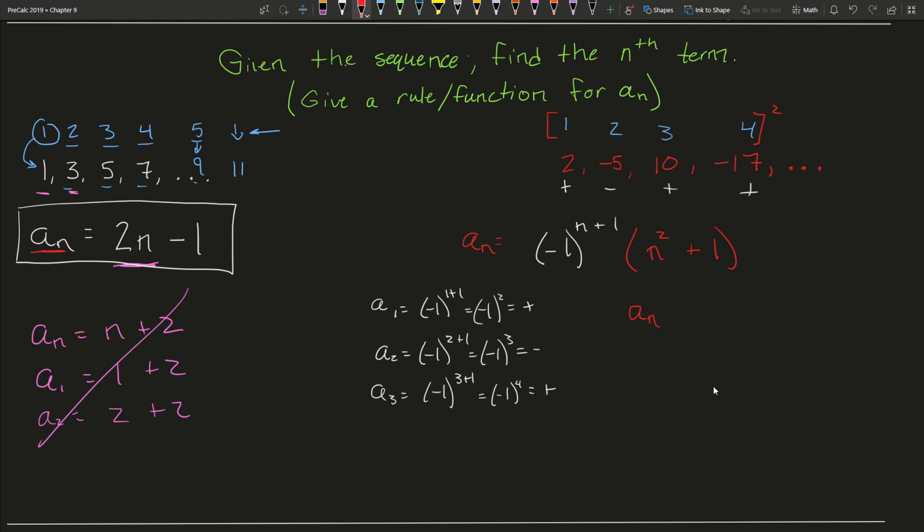So then we can test it. We know that the sign part is correct. Now we need to check the magnitude. 1 squared plus 1 is equal to positive 2. 2 squared plus 1, and then the negative out front, is equal to negative 5. Positive 10, and then negative 17.